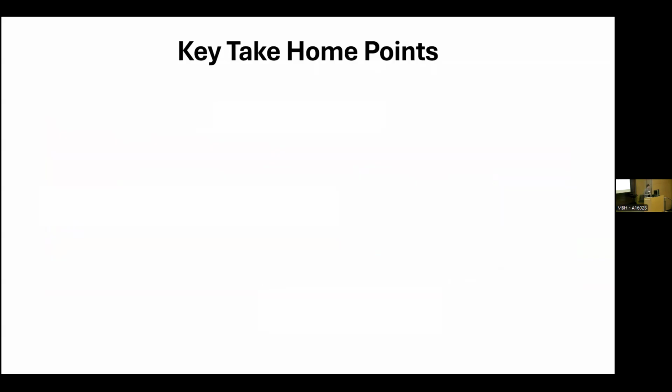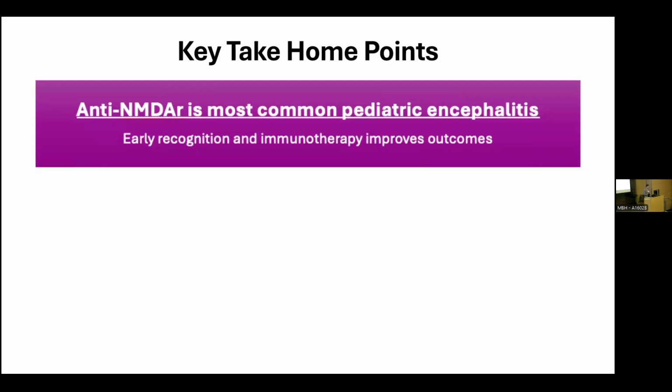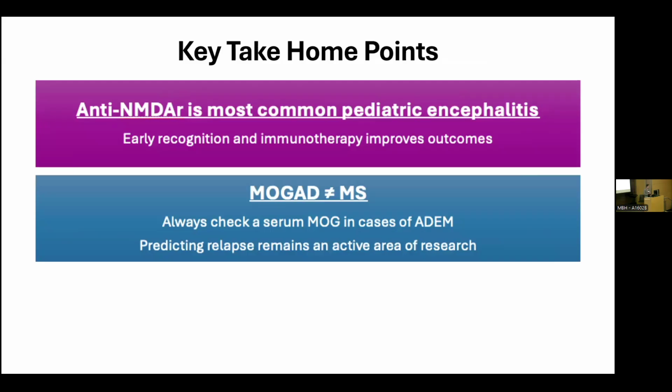All right, so key take-home points, just to summarize. Anti-NMDA is the most common pediatric encephalitis. We know earlier recognition and immunotherapy improves outcomes, so it's really important to recognize these cases early. Other clues are oral buccal dyskinesia, psychiatric symptoms, and normal brain MRIs. MOGAD is not MS. It's a distinct demyelinating disease that's quite different. Always check a serum MOG in cases of ADEM, and predicting relapse remains an active area of research.